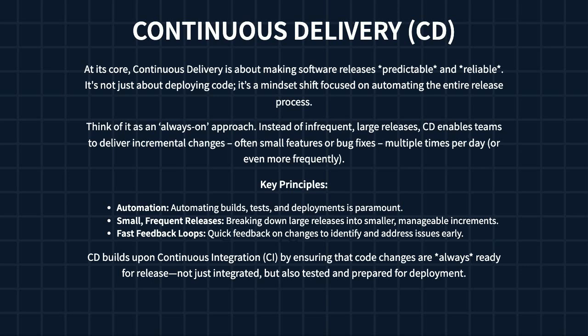It's not just about the deployment itself, it's the whole way of thinking about how we get software into our users' hands. The key is automation, automating everything from building your code all the way through to deploying it. And by delivering in smaller chunks, you get faster feedback and can catch problems early on.